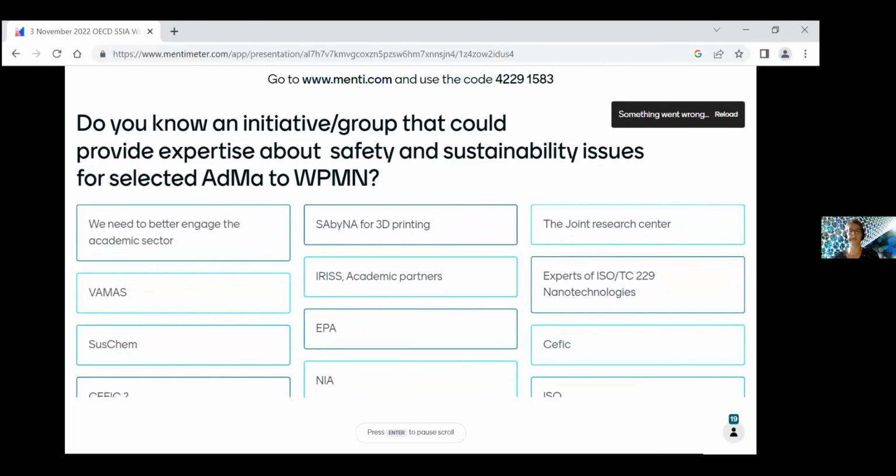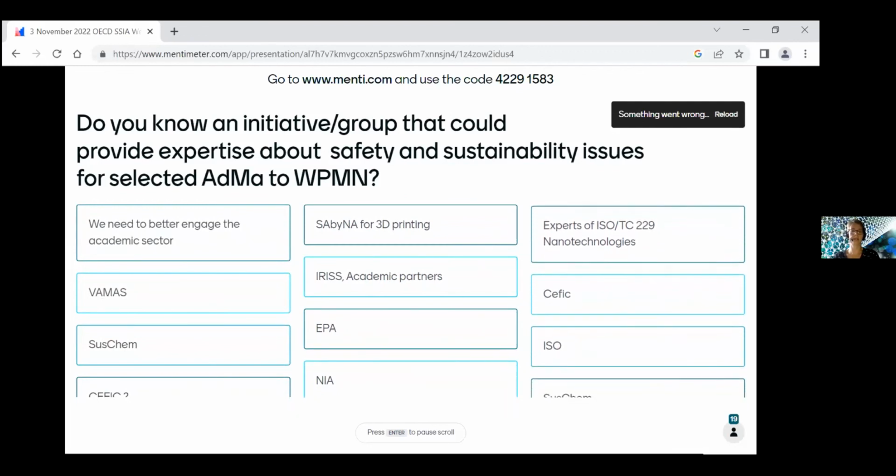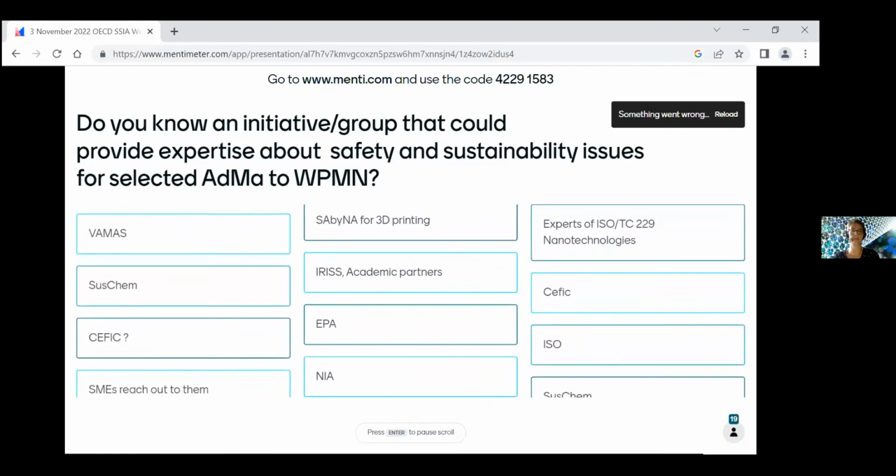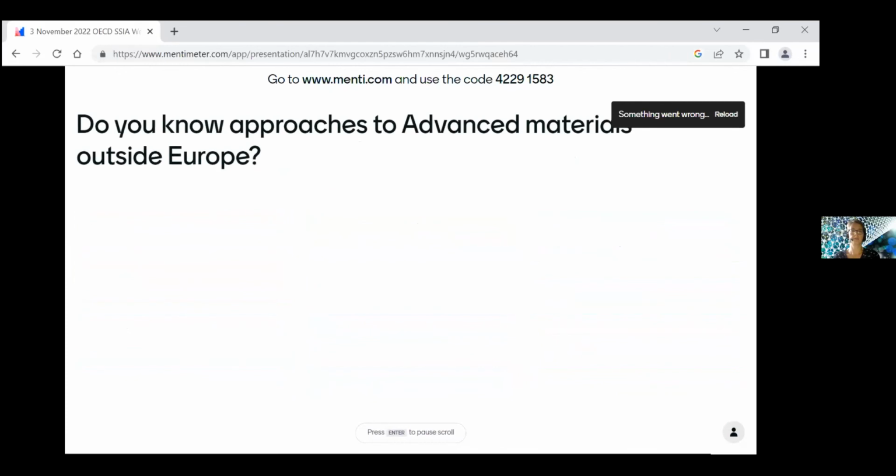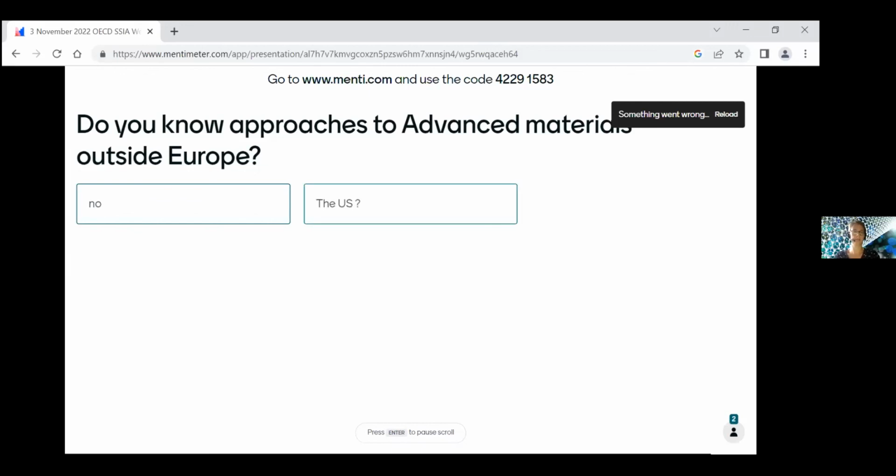So the number of answers does not increase. So do we have a further question? So yeah, that's, I think, a very important question. What we presented on the initiatives on advanced materials come quite from the European part, but are you aware of any approaches or initiatives on advanced materials outside of Europe? We would very much welcome any information on this. So yeah, US is actually also involved in the steering group.